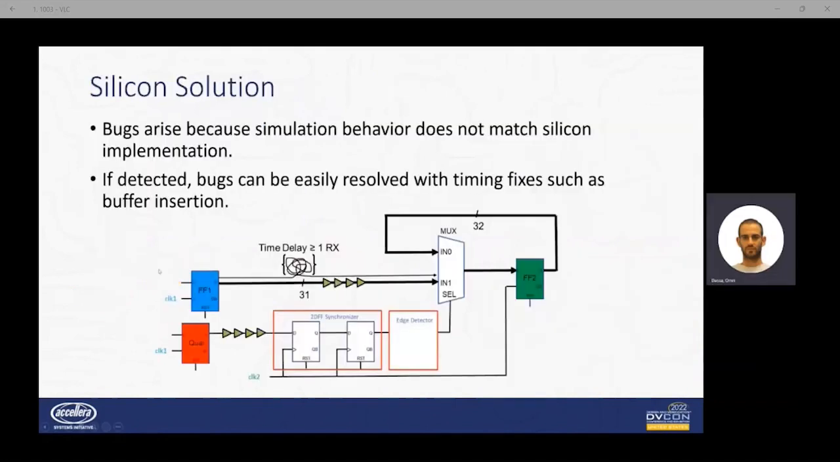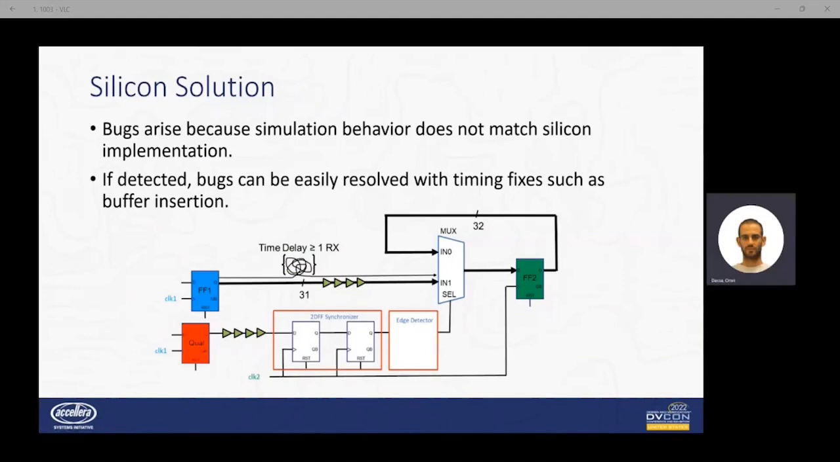If we do find those bugs, the solution is pretty simple. Let's assume that the bug that we found is the delayed bit bug. We can add buffers to all of the other bits of the bus. We can add buffers to the qualifier and align the skew between the qualifier and the data buses all together to make sure that our scheme works properly.